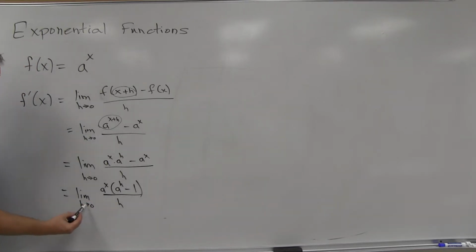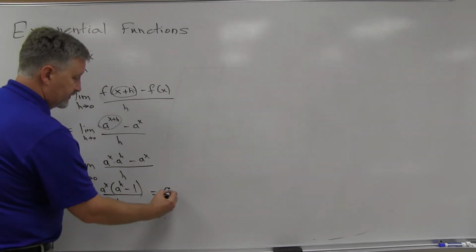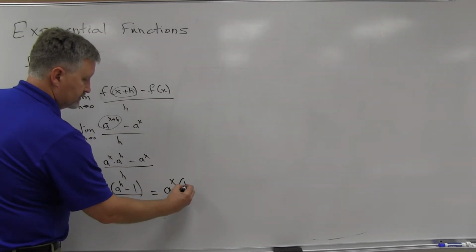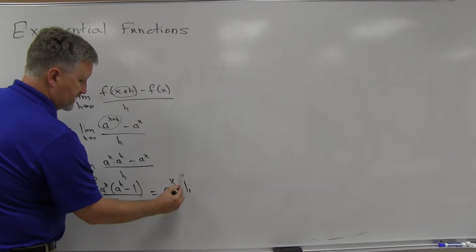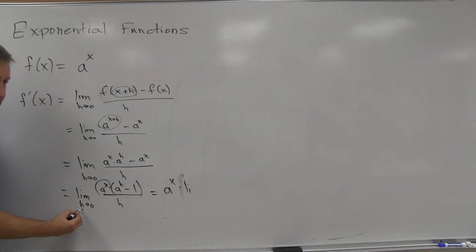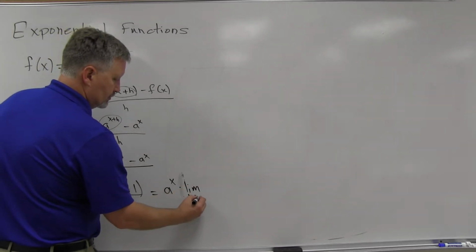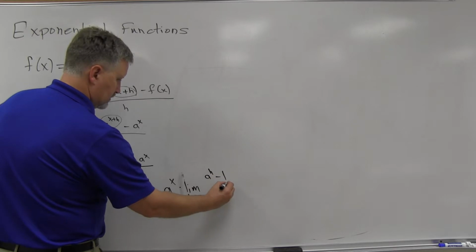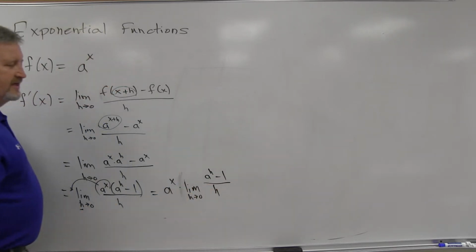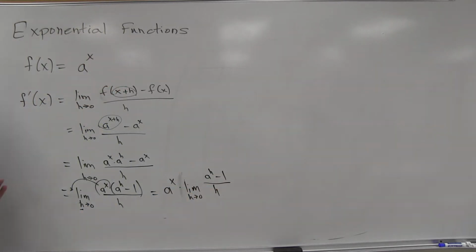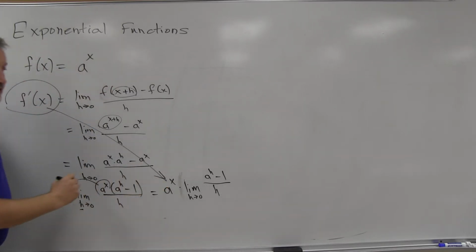And then the good news is h is going to 0, so that a to the x is a constant, and so I can bring it outside of the limit because it is not affected by the h going to 0. Okay. Now, we'll say more about this later, but the nice thing about this is this derivative turns out to be that.